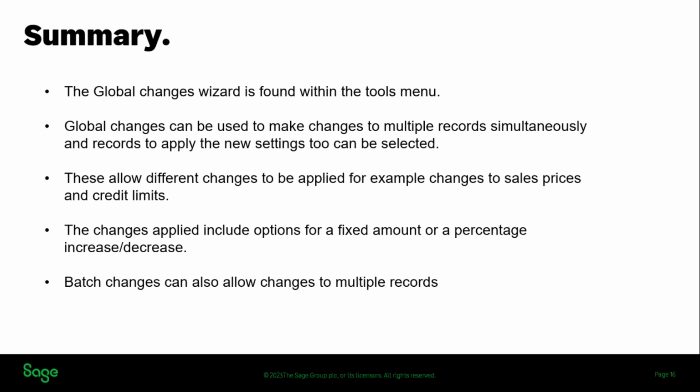Like I said, it's quite specific, so it does tend to be things like your turnover, your credit limits, your prices, etc. The most common ones it's used for, particularly around this time of year, is things like your sales prices and also for your credit limits as well. And those changes can be a fixed amount, or the most common ones used again are that percentage increase or percentage decrease. And remember the batch changes, it's completely separate to global changes, but it also does allow changes to multiple records all in one go for you.